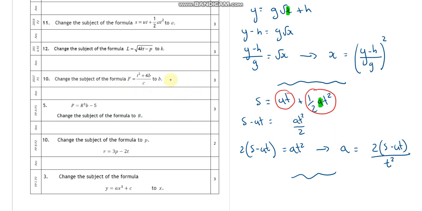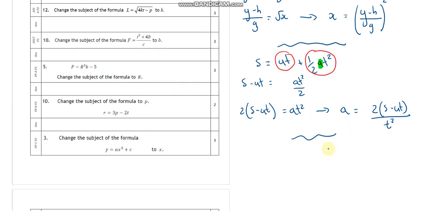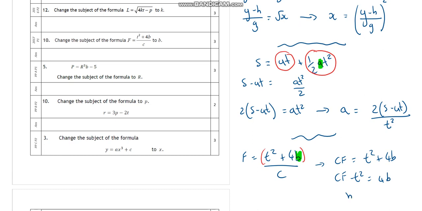Let's go and do this one here. Just got enough space. So f is equal to t squared plus 4b divided by c, and we're making b the subject. So again, this is a classic. This is in a bracket. So I'm going to end up with fc is equal to t squared plus 4b. I should really write cf actually, because I'll write it in alphabetical order. And to get rid of the t squared, I'll say cf take away t squared is equal to 4b. And then to make b the subject, I'll say cf take away t squared, all divided by 4, not t, sorry, divided by 4.